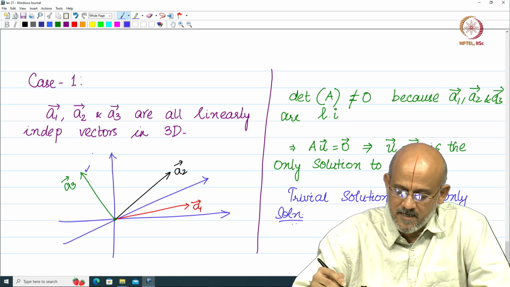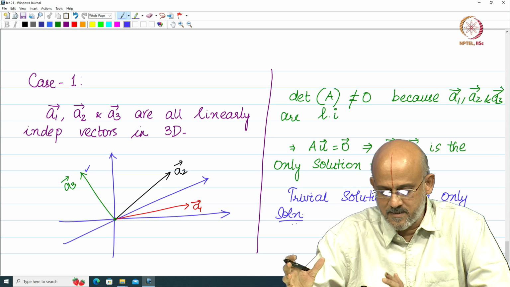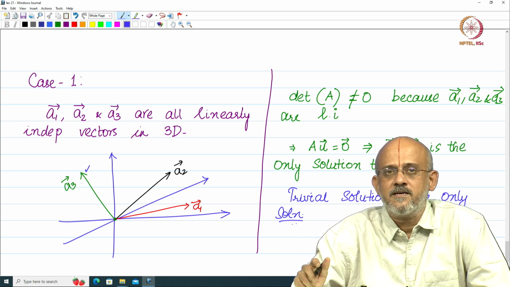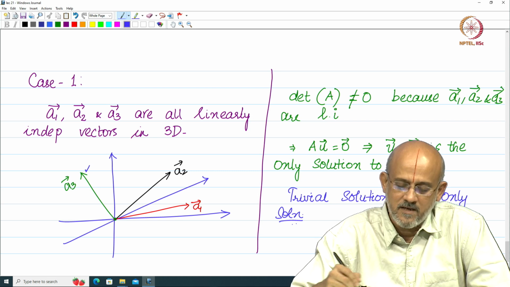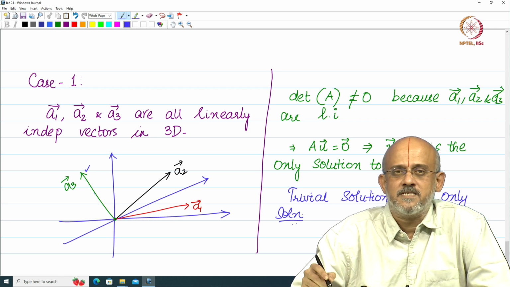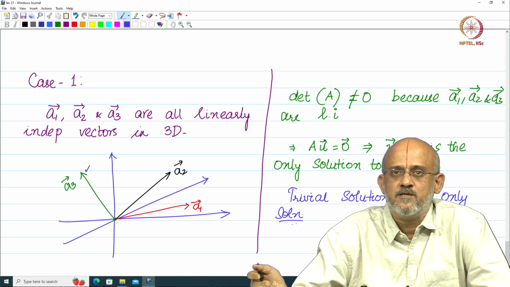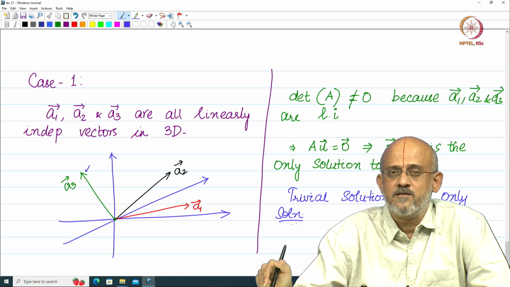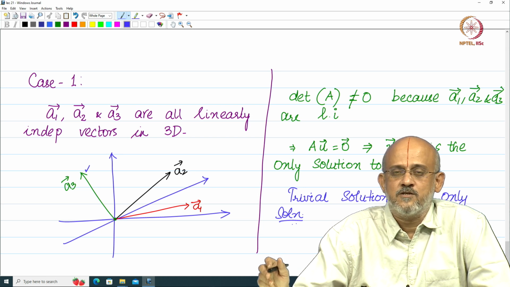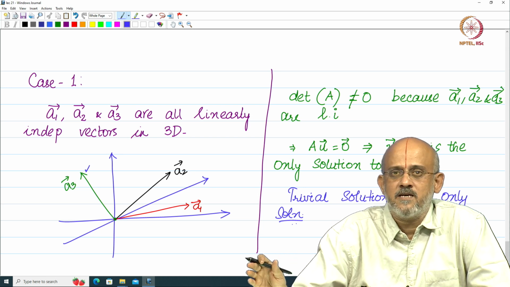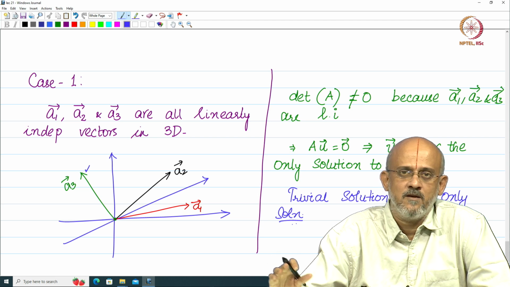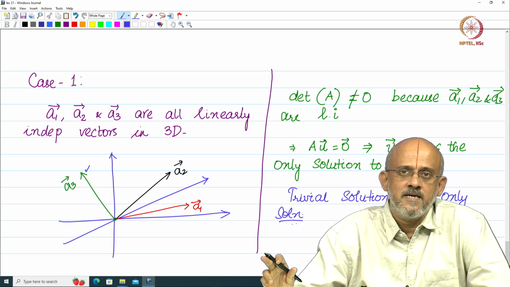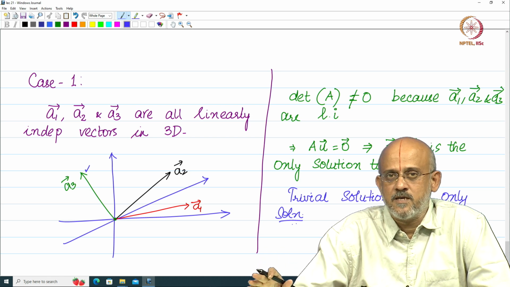You have 3 truly linearly independent vectors, in the sense that a parallelepiped is formed. If that is the case, then the only vector which is orthogonal to these 3 vectors, namely A1, A2, A3, is precisely the 0 vector. That corresponds to the unique solution to the homogeneous system of equations, and that unique solution happens to be the trivial solution only. Whenever we say unique solution to Au equal to 0, the homogeneous system, the unique solution corresponds to the trivial solution u equal to 0.